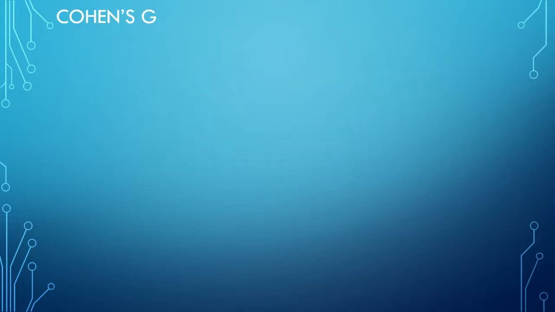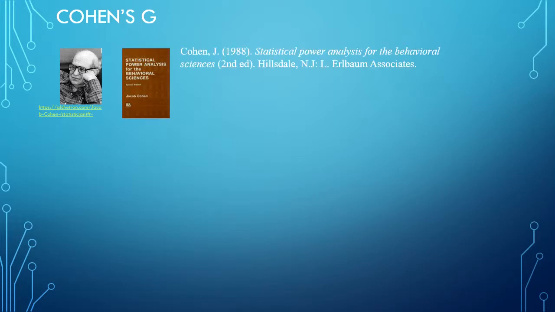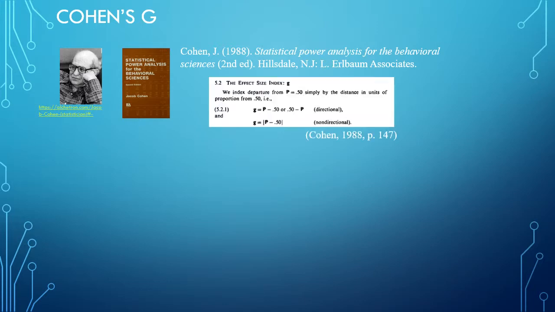Now, Cohen's G was of course created by Mr. Jacob Cohen himself. He wrote a book called Statistical Power Analysis for the Behavioral Sciences, and in this book on page 147 he describes the effect size index G, and as you can see it's actually not that difficult. It's simply the proportion that you have in your sample and then you subtract from that the 0.5. So in essence this tells you how much of a difference it was from 0.5.